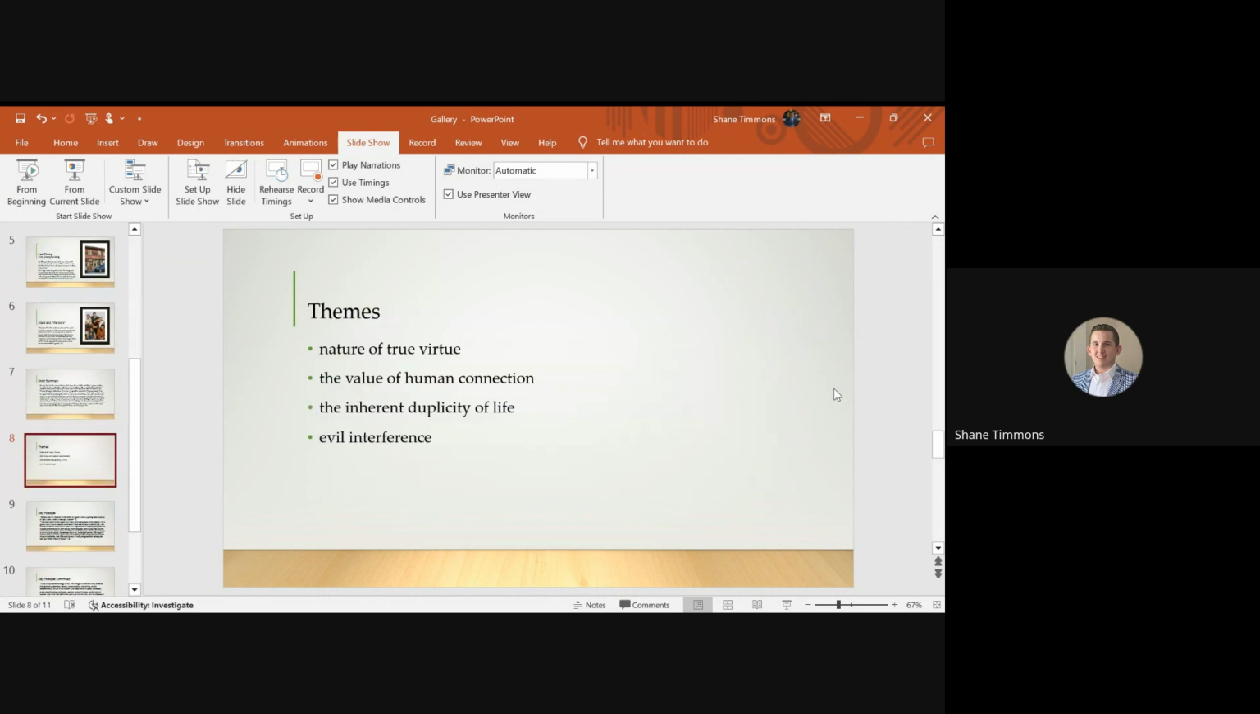So some of the themes in the novel are the nature of true virtue, the value of human connection, because there is a lot of connection in this story, the inherent duplicity of life, and evil interference, because every time they try to do something good, evil tends to always be present and interferes with their doings.